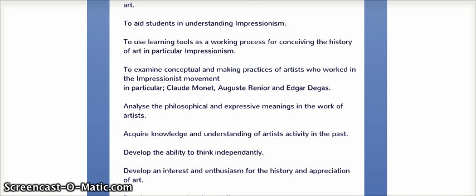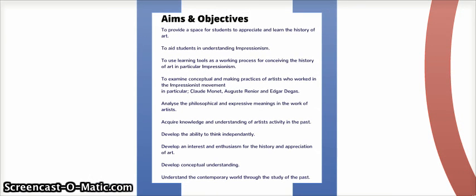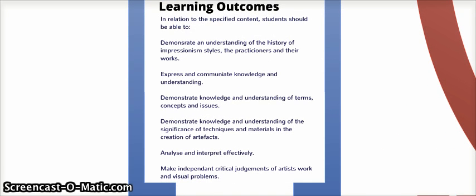Looking at these artists' work, analysing the philosophical and expressive meanings in their work while acquiring knowledge and understanding of artists' activity in the past. Through this investigation of artwork, the aim of the scheme is to develop the student's ability to think independently, develop an interest and enthusiasm for the history and appreciation of art, and understand the contemporary world through the study of the past. Now to look at the learning outcomes of this scheme.